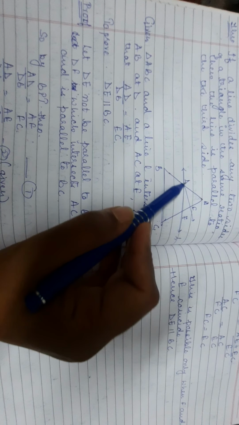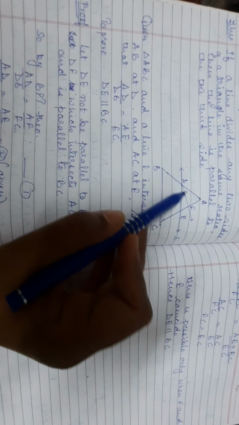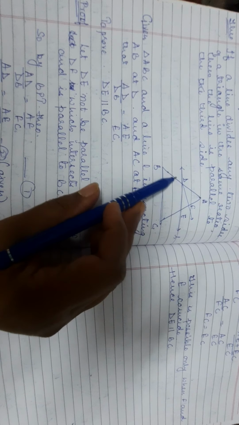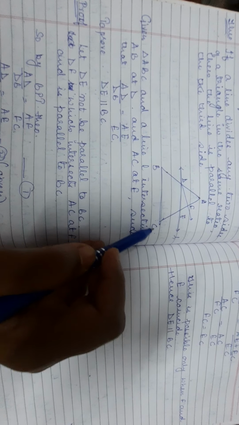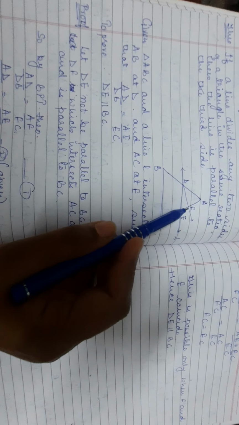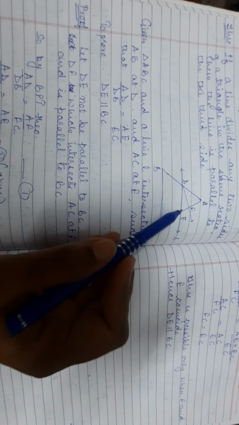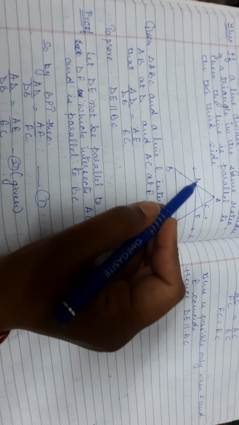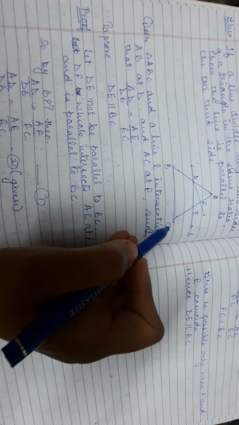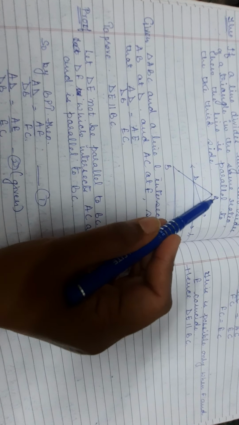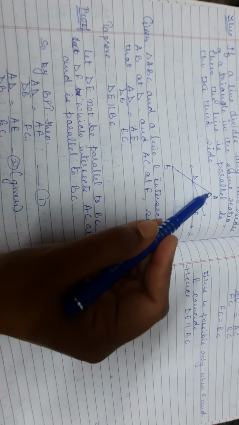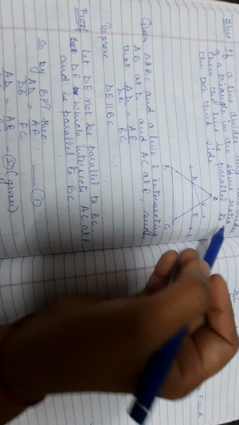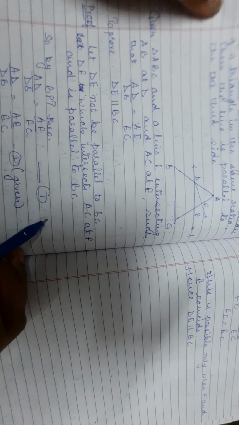So what we will do? We will make another line DF and we will assume that DF is parallel to BC, and that point F intersects AC at point F. Fine. Now, according to BPT, if DF is parallel to BC, it means that their ratio will be the same, that AD upon DB will be equal to AF upon FC according to BPT. So this is equation number 1.